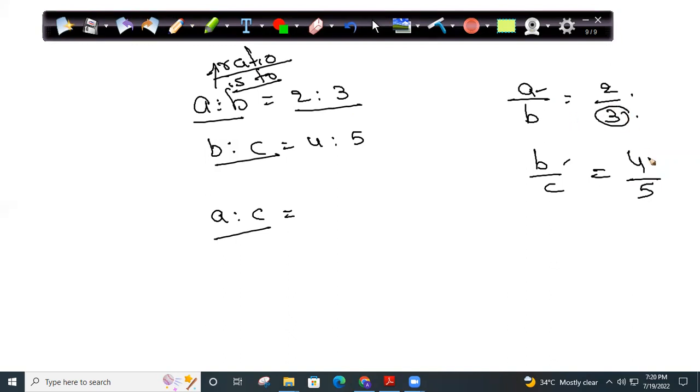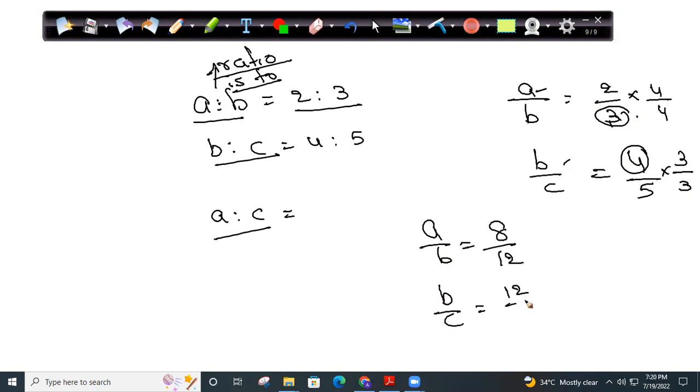So the B value here is 3, the B value here is 4. I cannot compare these two numbers because they're different. So to make them the same, I'm multiplying with 4, I'm multiplying with 3. Now A is to B is 8 is to 12, and B is to C is 12 is to 15.